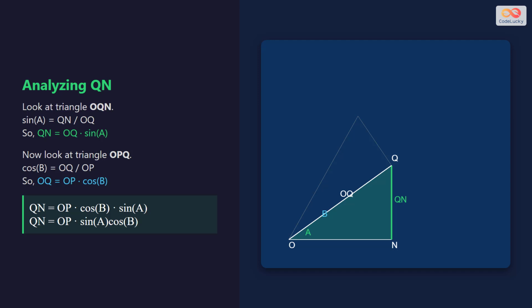Let's find the length of QN first. In the lower triangle, QN is the opposite side to angle A, so it involves sine A, but the hypotenuse of that triangle is OQ, which is the adjacent side to angle B in the other triangle. Combining these, QN equals OP times sine A times cosine B.